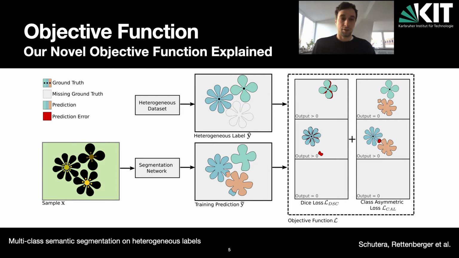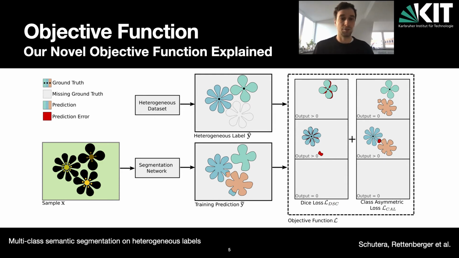The objective function used in this work is tailored to enable learning on heterogeneous labels and stabilize the learning process by exploiting implicit information of unlabeled classes. The available class labels for each sample and the predicted output of the neural network for each pixel are utilized when calculating the objective function's output.